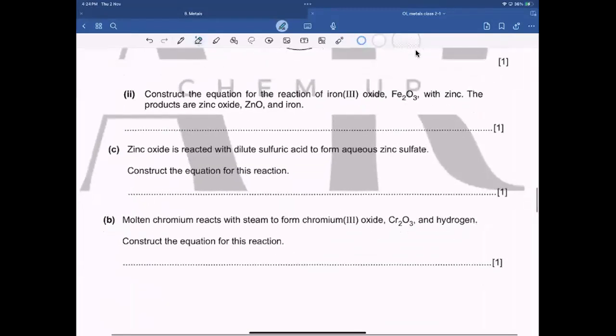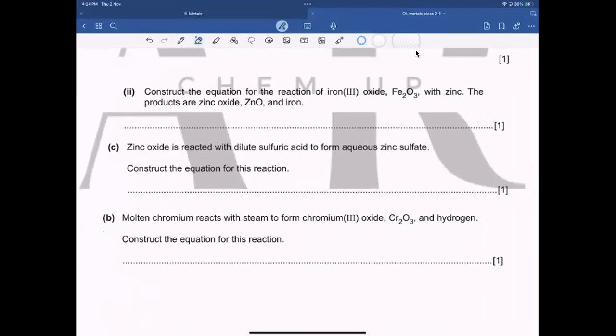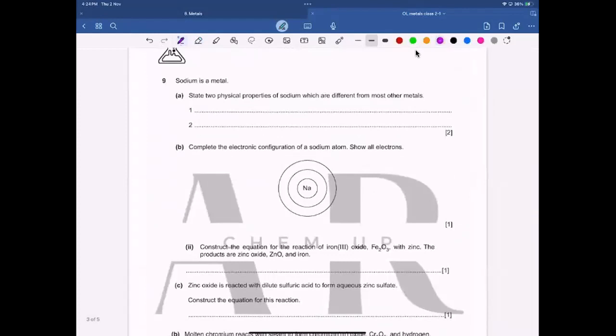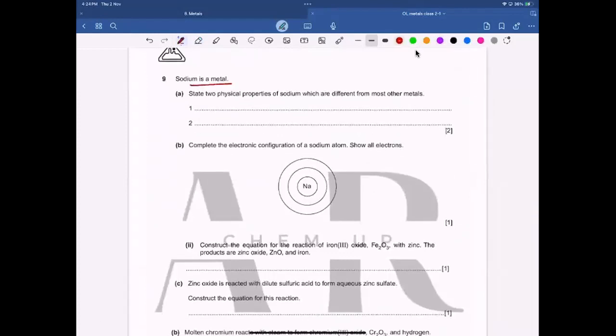Now, have a look over here. See, sodium is a metal. If you see in the periodic table, you will find it in group 1. It's a group 1 metal, okay? And group 1 metals are considered soft metals. Normally, we know the structure of metals, they are very hard, right? So, state 2 physical properties of sodium which are different from most other metals.